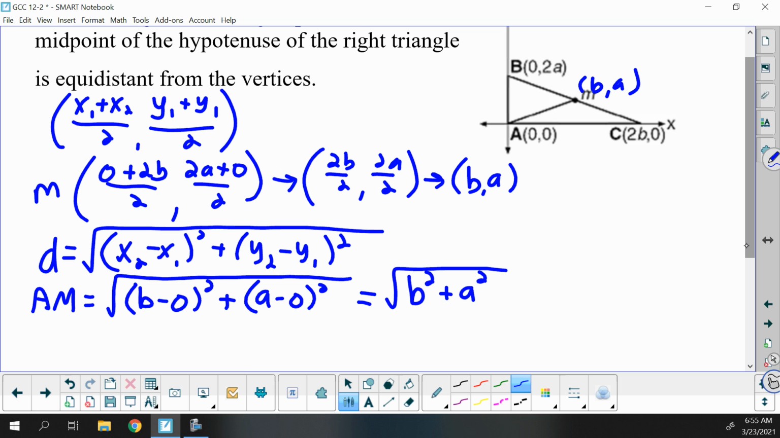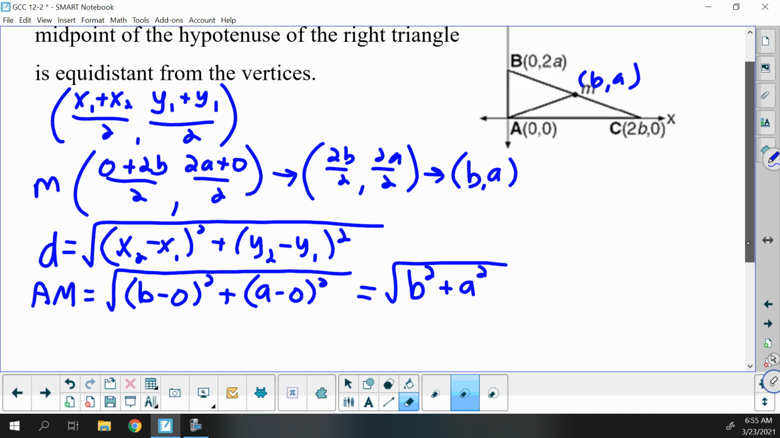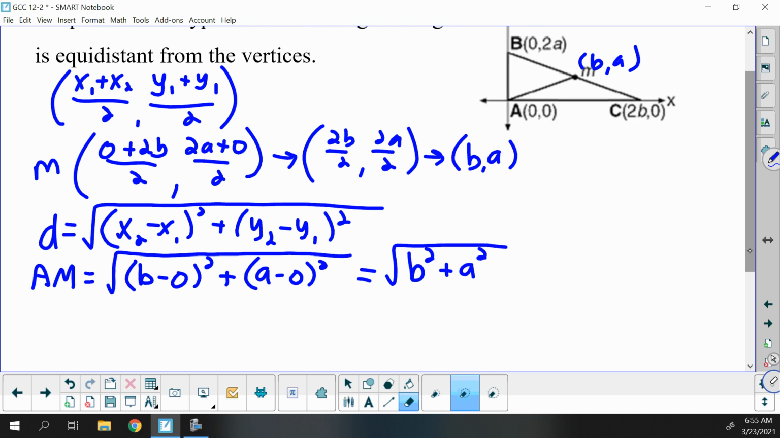Now note, a common error is people try to take a square root of each of those. If things are adding and subtracting, you cannot take individual square roots, so we could not touch that. If we had b squared times a squared, then we could take individual square roots and say that's ba. But if you're adding or subtracting under the radical, you cannot take individual square roots.